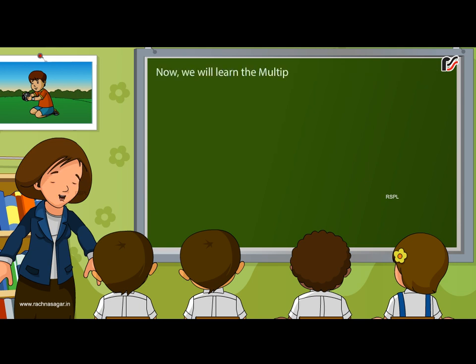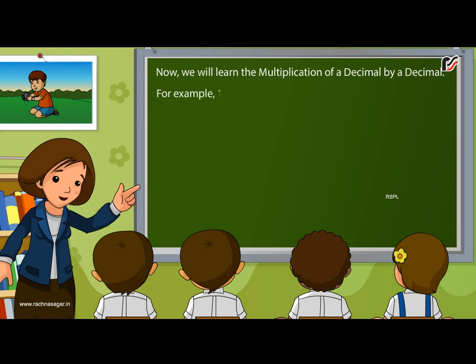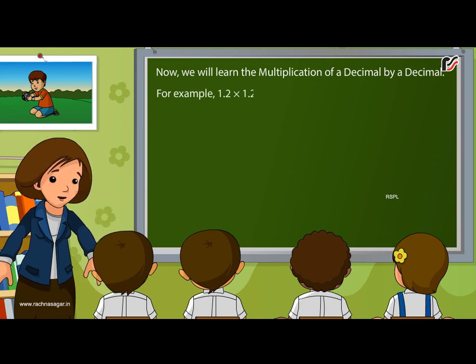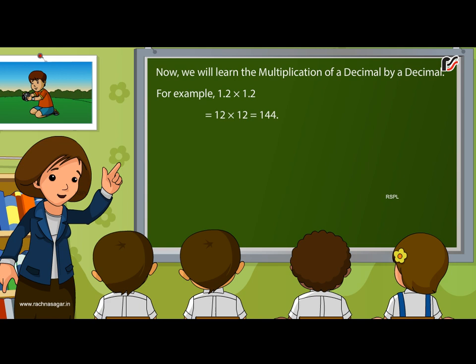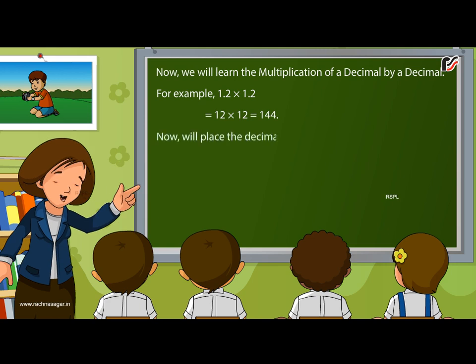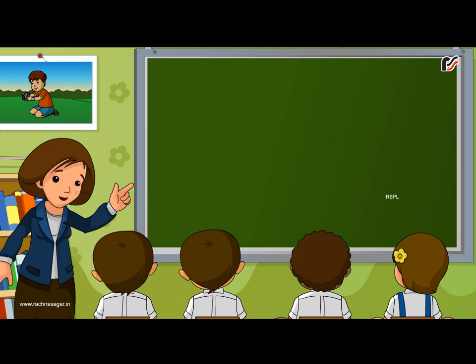Now we will learn the multiplication of a decimal by a decimal. For example, 1.2 multiplied by 1.2 is equal to 12 multiplied by 12 is equal to 144. Now we will place the decimal after 2 digits of the product from right, that is 1.44.